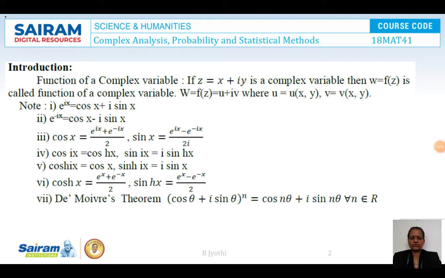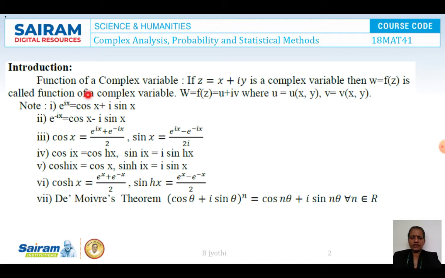Let's have the introduction. What is a function of a complex variable? If z equals x plus iy is a complex variable, then w equals f of z is called a function of a complex variable. It is u plus iv, where u is a function of x, y and v is also a function of x, y. Some of the important results which we note down.